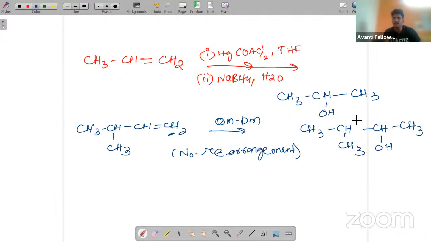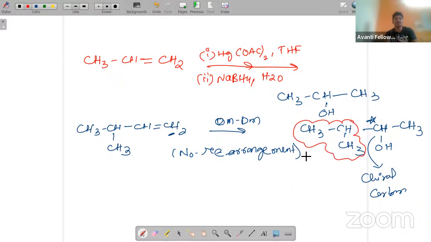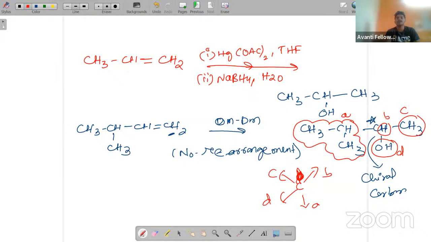If you keenly observe here, this particular carbon is a chiral carbon. Why, sir? You can see here this is one arrangement. We can also say iso group, and here hydrogen is there, and methyl is there, and OH group is there. So this is A, B, C, D. If a carbon is attached to four different groups, 1, 2, 3, 4, A, B, C, D, then we call it a chiral carbon.